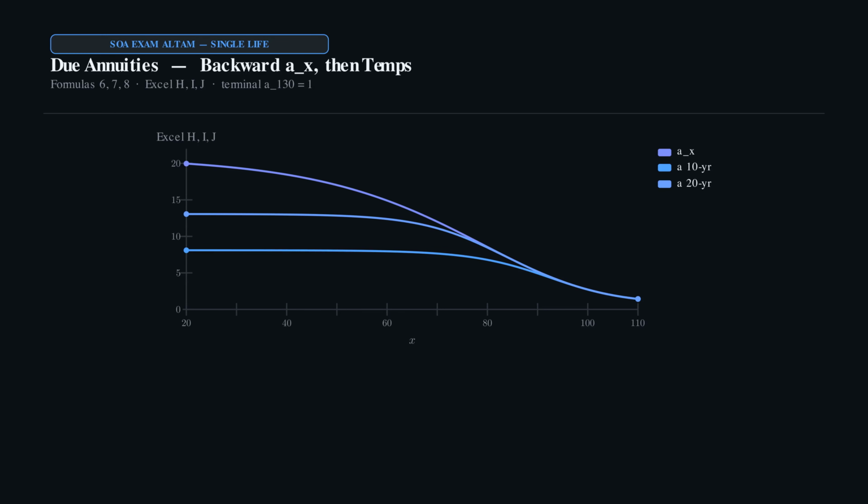Three Excel columns on one set of axes. Purple is whole life. Blue is the 10-year temp. Cyan is the 20-year temp. Whole life starts near 20 and slides to 1. The temps are bounded by the term. They never share a label. Each series keeps its own color and its own end dots.